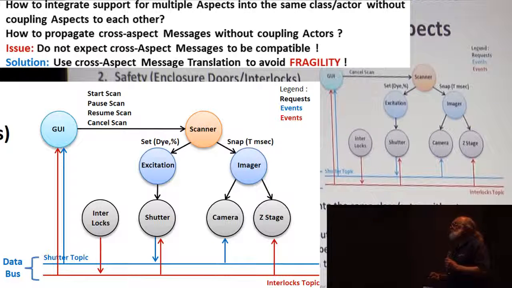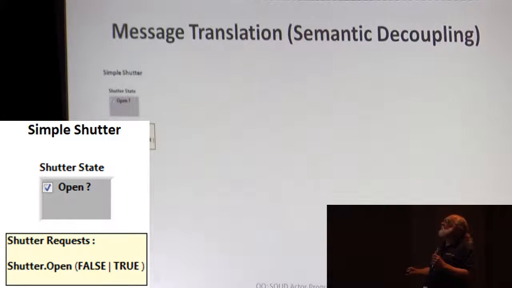And the answer is you need to do cross-aspect message translation without coupling the source code of these different aspects. Otherwise, you get your application really fragile. You change the format of interlock messages, and it stops working properly. The shutter doesn't shut anymore. Nothing can be done. And the way to do it is really easy. I don't have it in my message broker yet, but I know a way to do it.